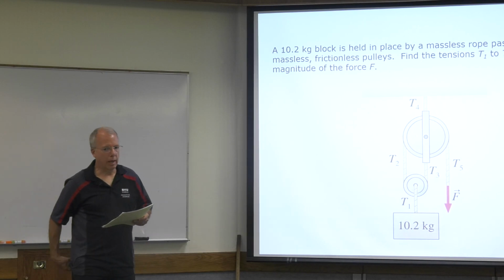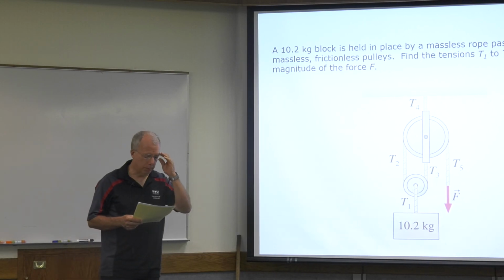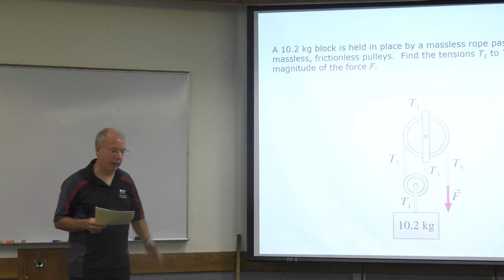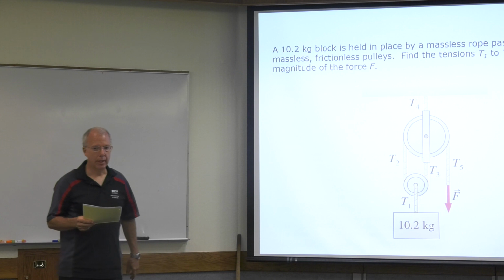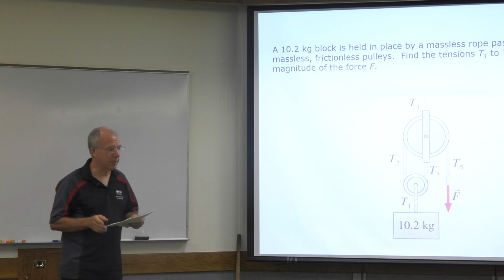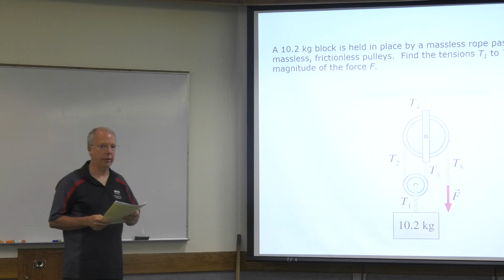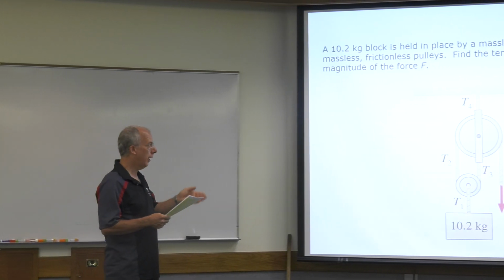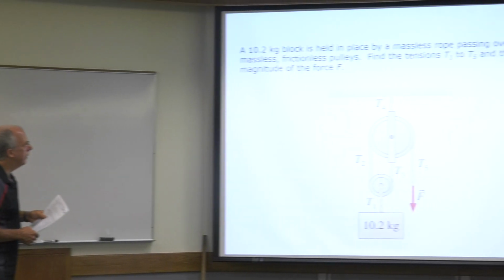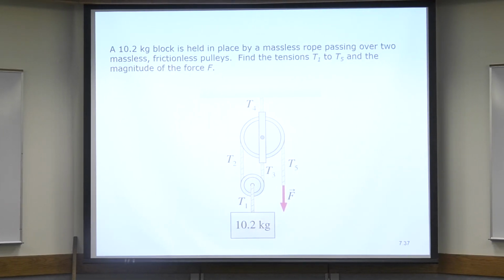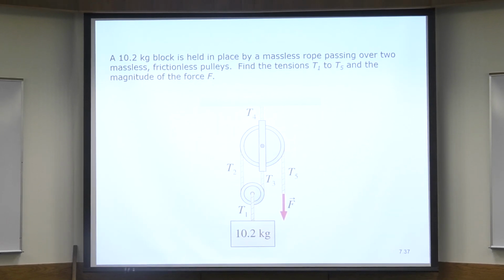All right, so I'm going to do some more example problems. Now, I keep saying the same old thing, right? Force diagrams. But sometimes you can do some analysis even before you get to the point of drawing a force diagram. And here's an example. A 10.2 kilogram block is held in place by massless rope passing over two massless frictionless pulleys. Find the tensions and the force.